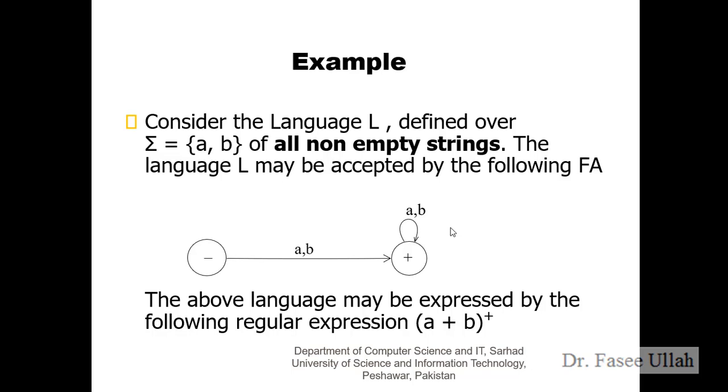So in the first example we have the language L defined over the set {a, b} with the condition of all non-empty strings, right? If we see the pattern of the condition, they say all non-empty strings. So it is a clear direction that we must have the plus operator. In the plus operator we do not have any empty string. So what could be the regular expression? According to the definition of the set, it is (a+b) whole plus. Okay, this is the whole plus.